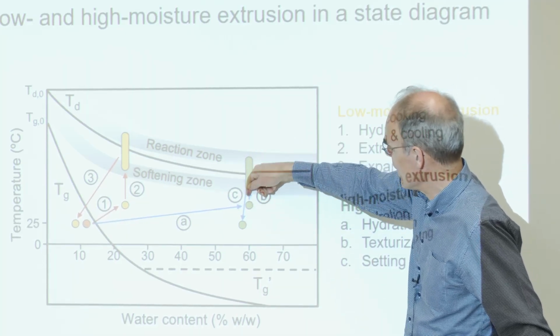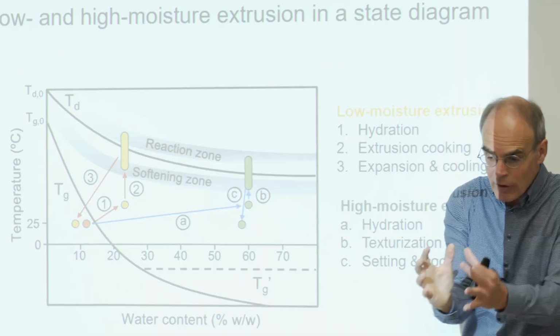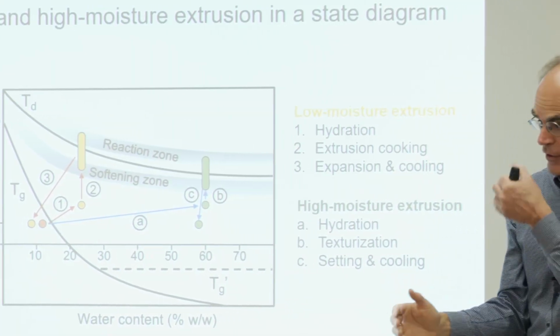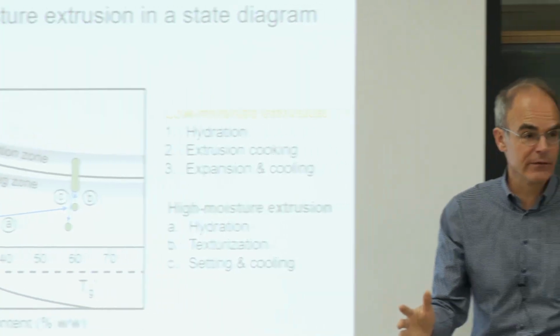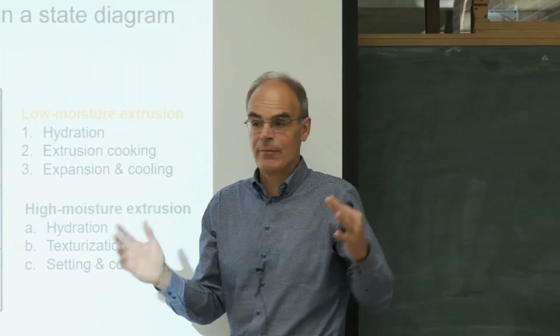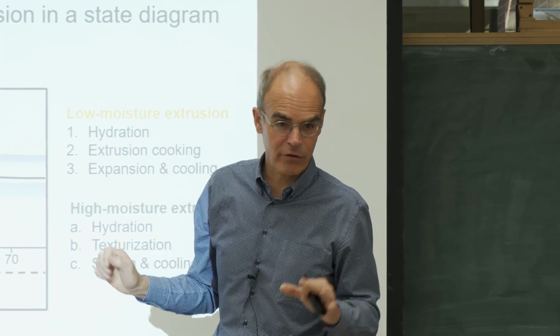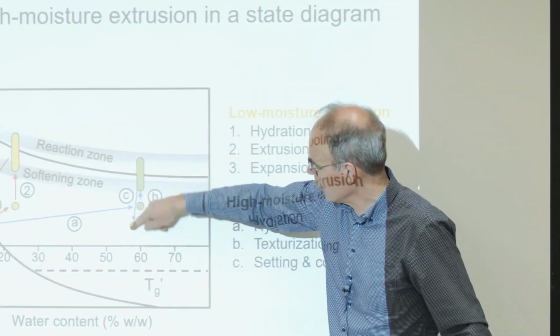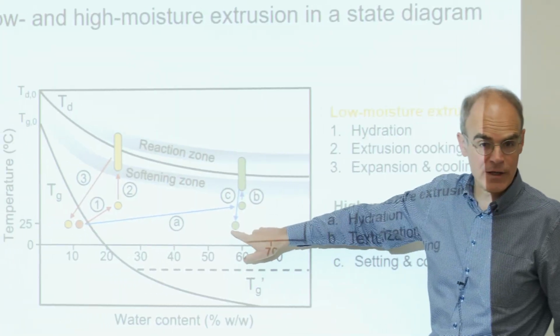Then we extrude it in that cooling die. That cooling die is really contained, so we have very little water evaporation. Typically, if you extrude at a water content of 50%, and you determine the water content after extrusion, we find something around 48%, plus or minus a few percent. So we lose very, very little water. Then we cool down to room temperature and we have a hydrated product.